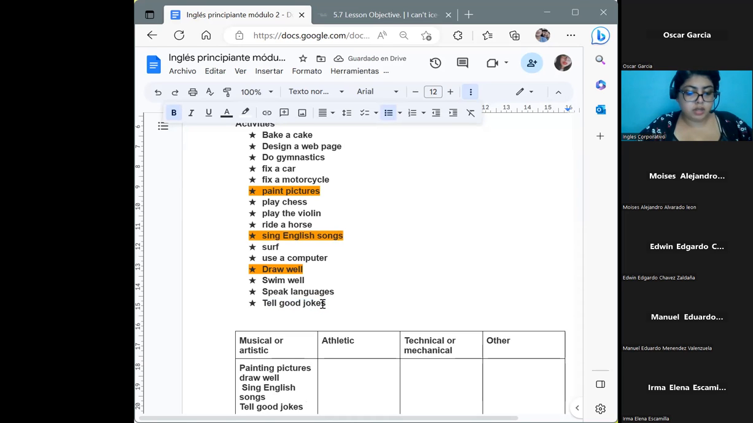But we have something else. Hay algo que no hemos puesto en la parte musical. Play the violin. Ah, very good. Play the violin. Muy bien.